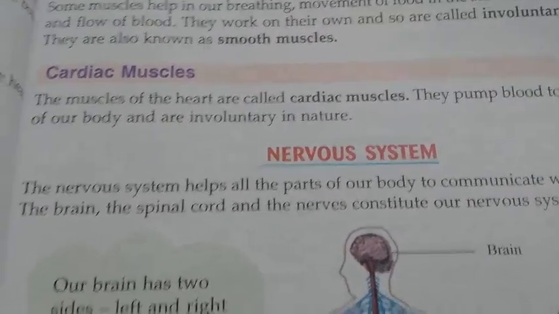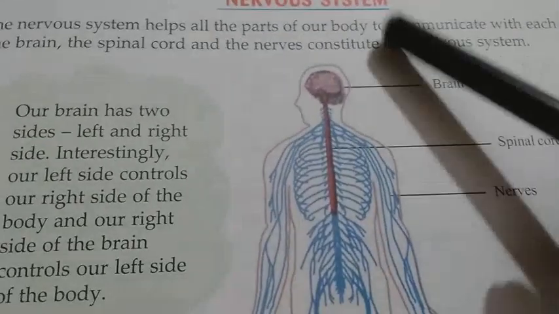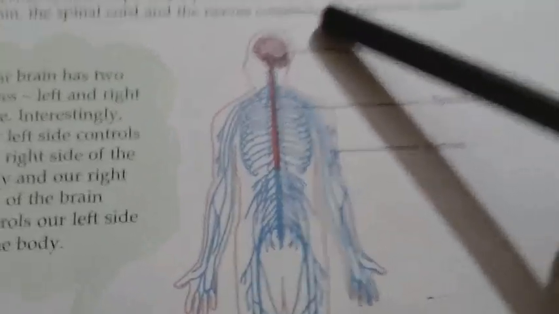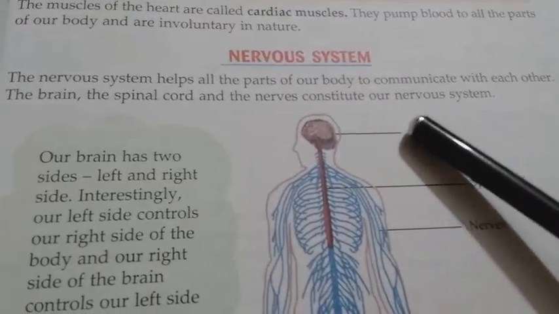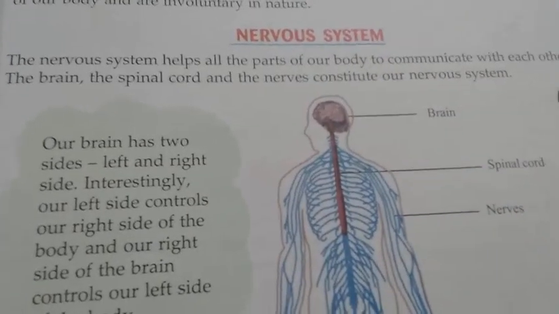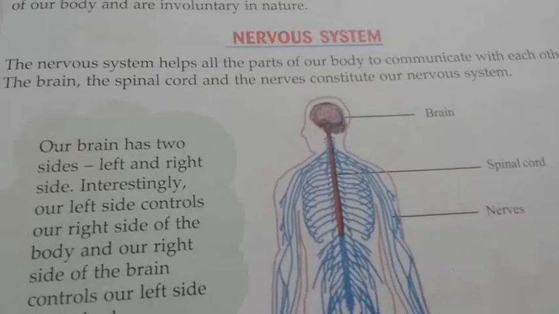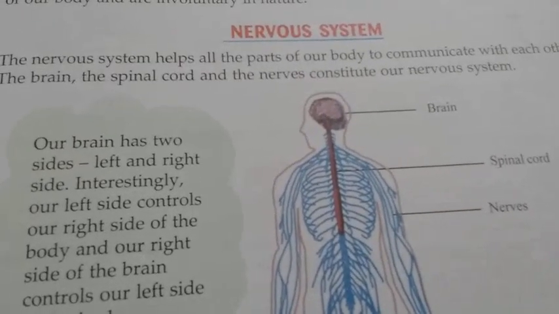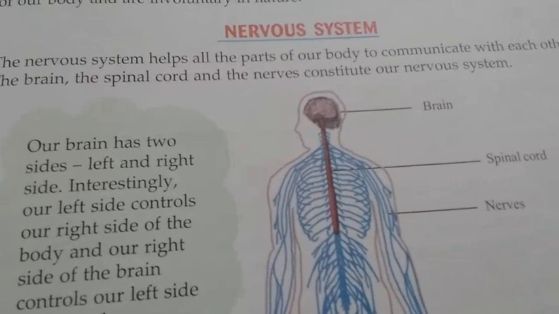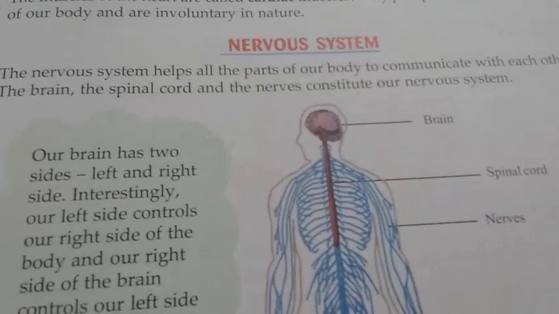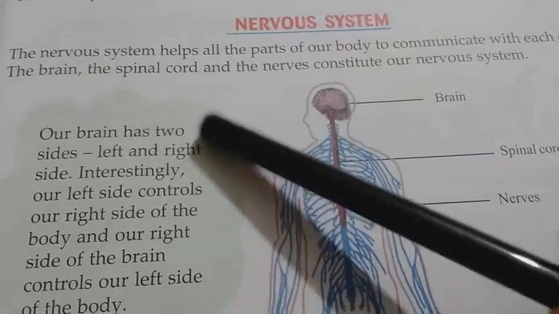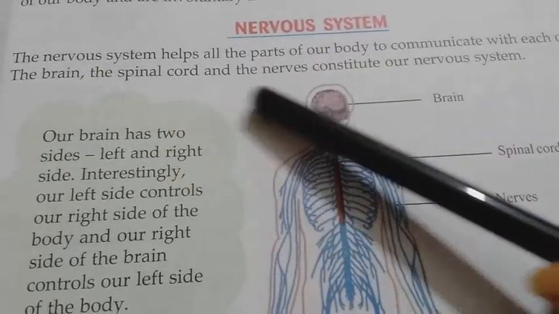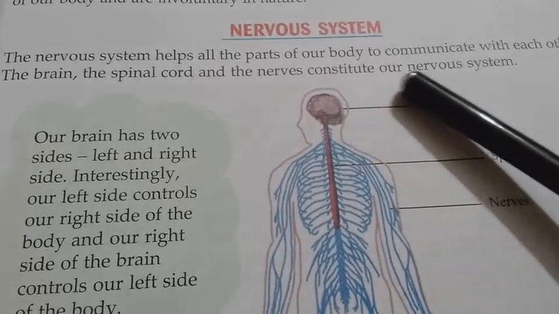Okay. So now I'm telling you about the nervous system. The nervous system helps all the parts of our body to communicate with each other. Our body parts communicate with each other through the nervous system. The brain, the spinal cord, and the nerves constitute our nervous system.